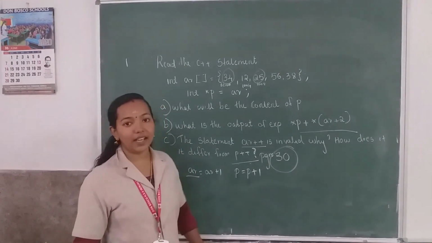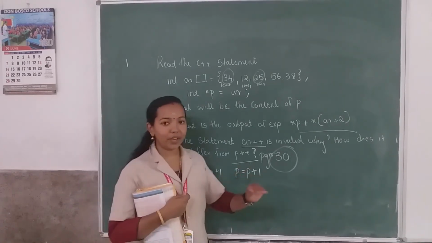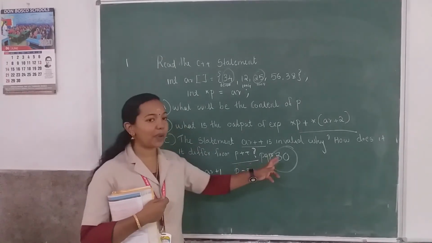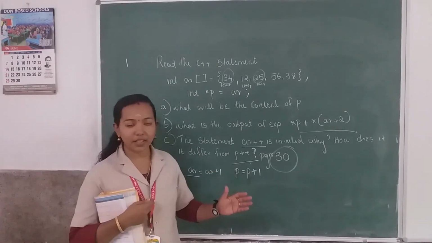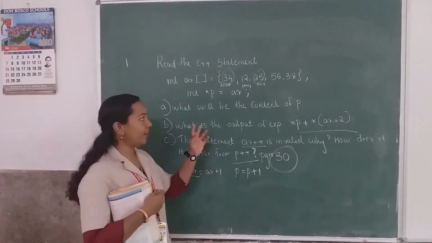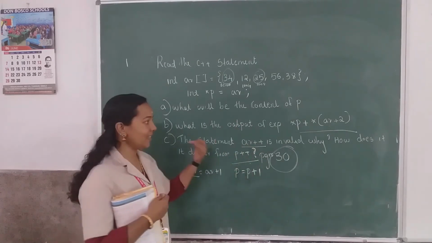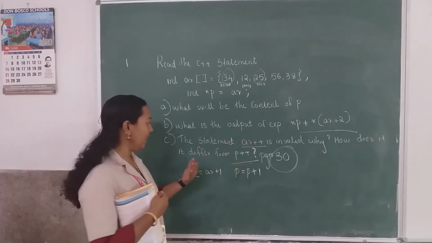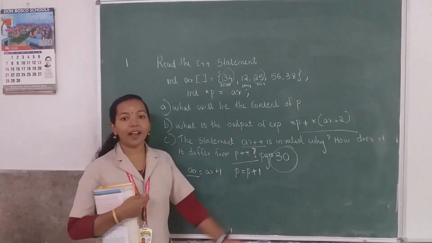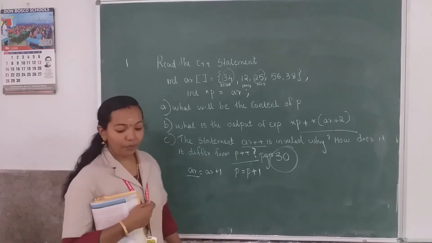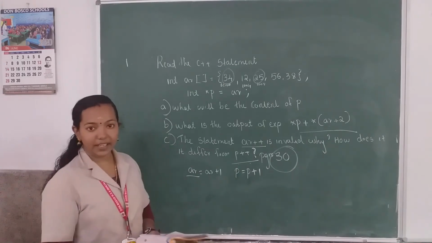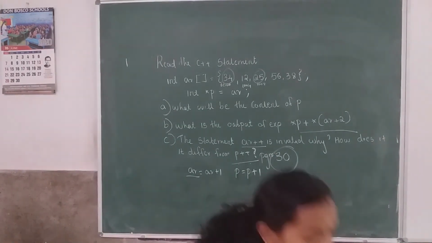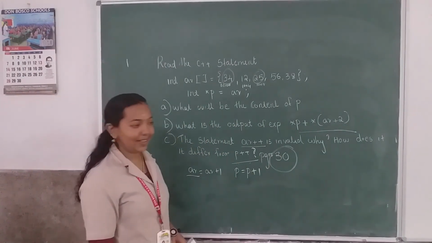The answer is available in page number 30. What I explained is available in page number 30. You can refer. So I think the concept is clear. This is an important question. What is the content of P? Base address, and what is the value that we are getting. Then third question, why AR plus plus is invalid? We want to write why AR plus plus is invalid.